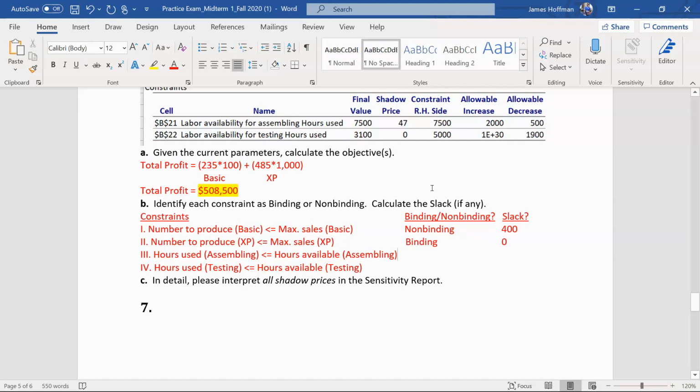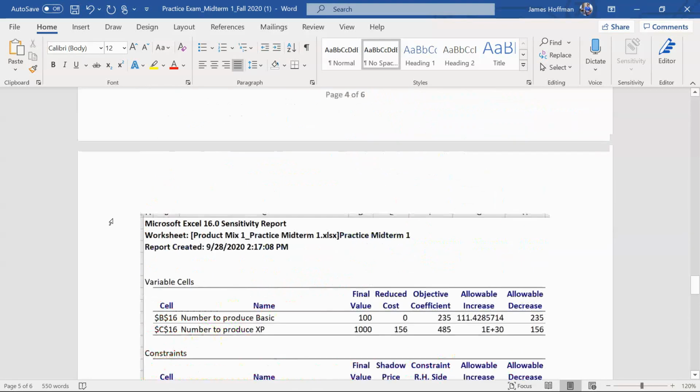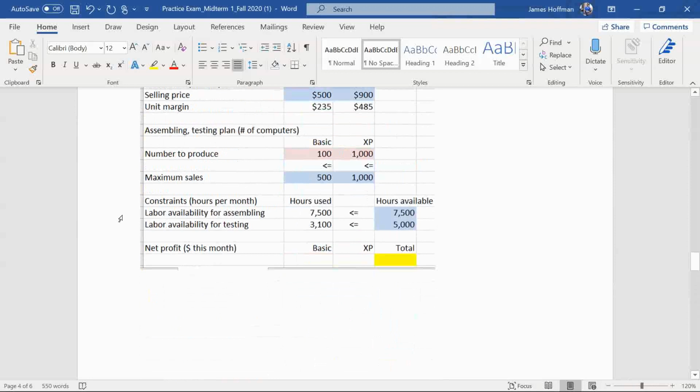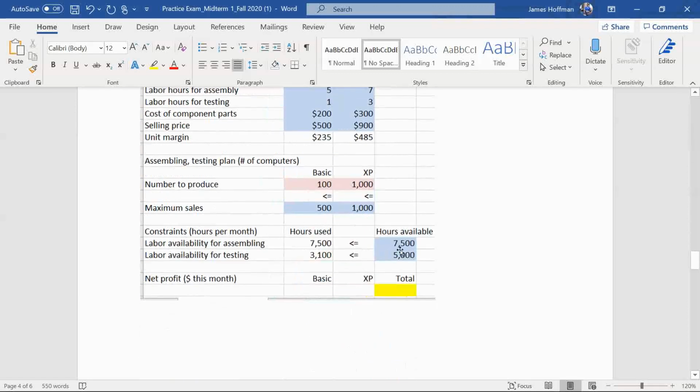Okay, what about the assembling labor constraint? Okay, so see again, the assembling, we were allowed 7,500. We used all 7,500. So there's nothing left, there's no difference. It's binding, and there's no slack because we used all of it. So binding, no slack.